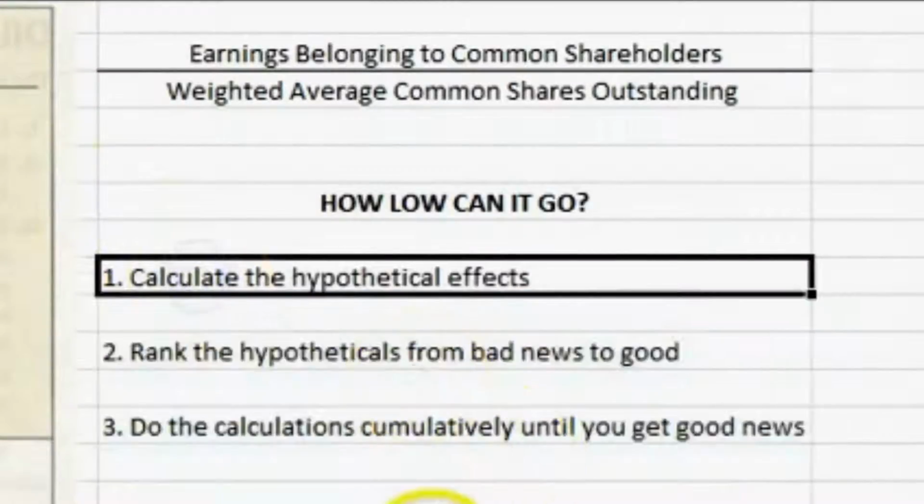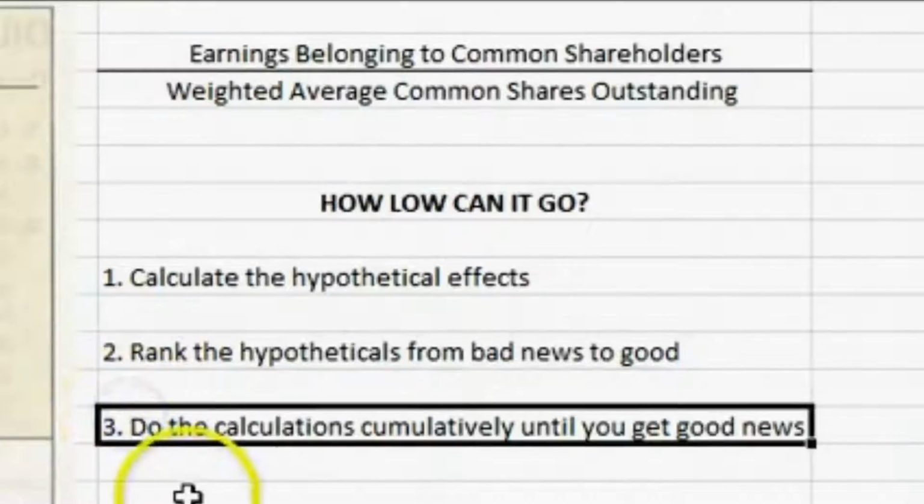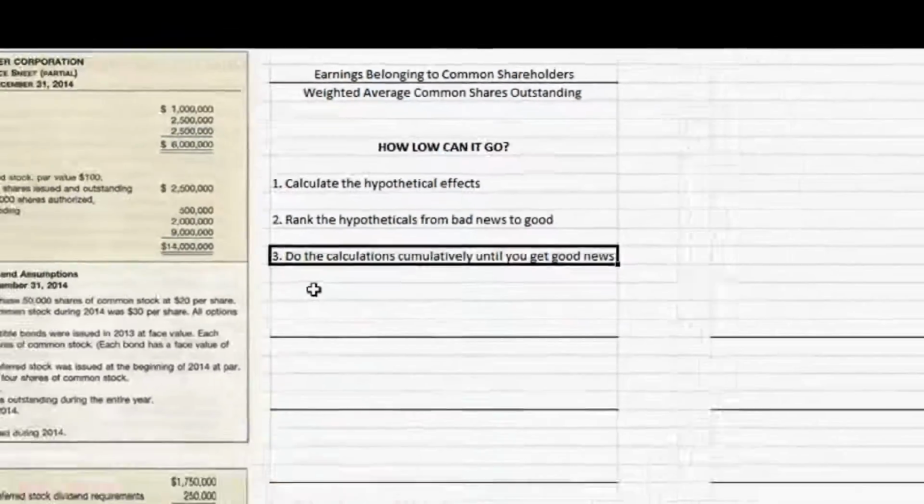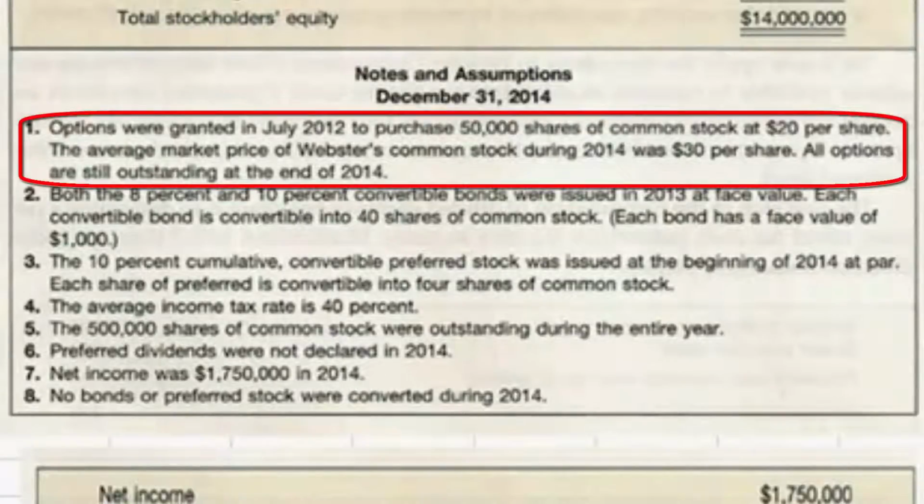We're going to calculate the hypothetical effects if all these guys, the bondholders and the preferred stockholders and the people that have these options, all converted or exercised. Then we're going to rank them from bad news to good. Then we're going to do the calculations cumulatively until we get to good news, and that's when we stop. Okay? So let's start with the options here.